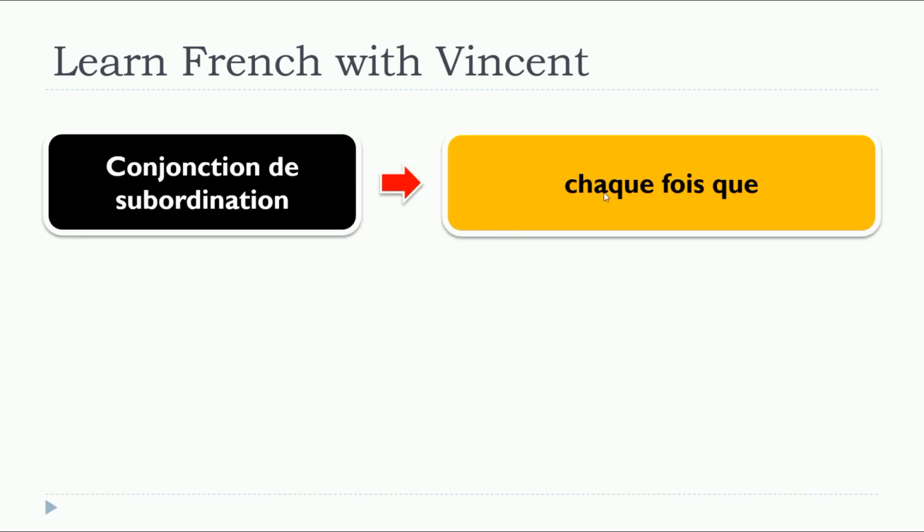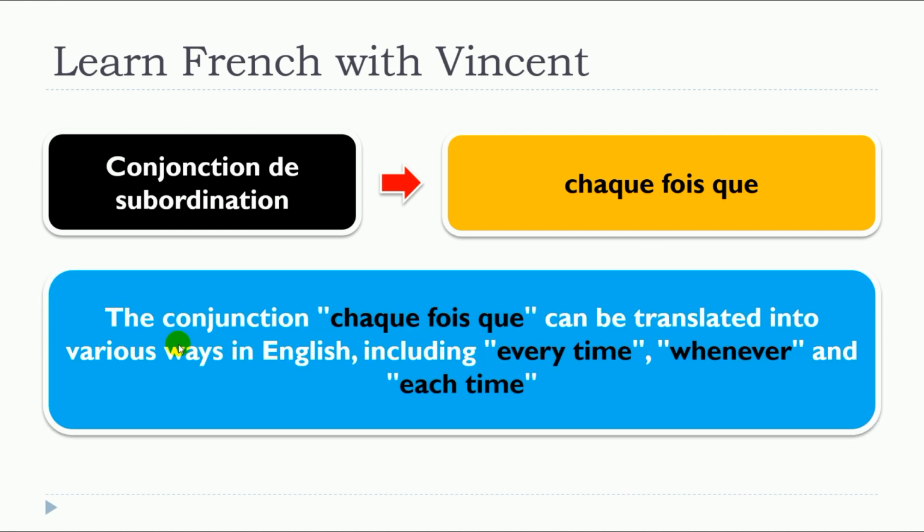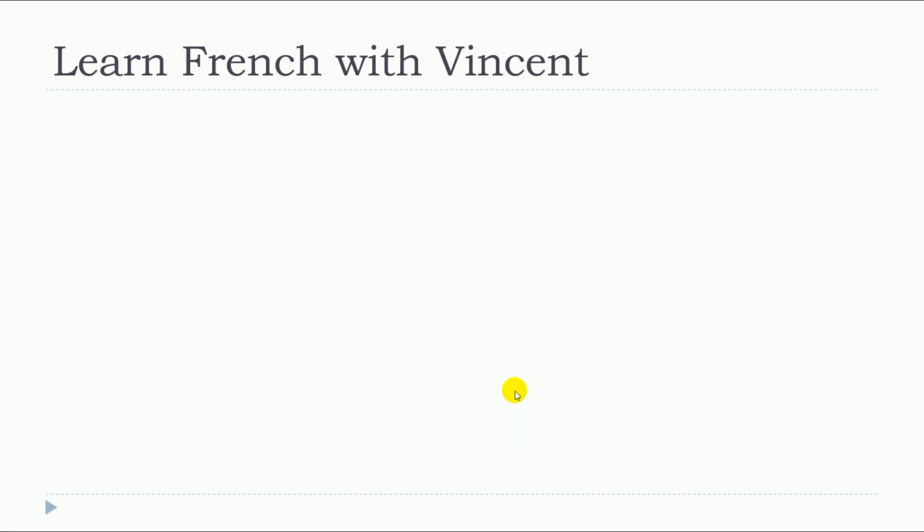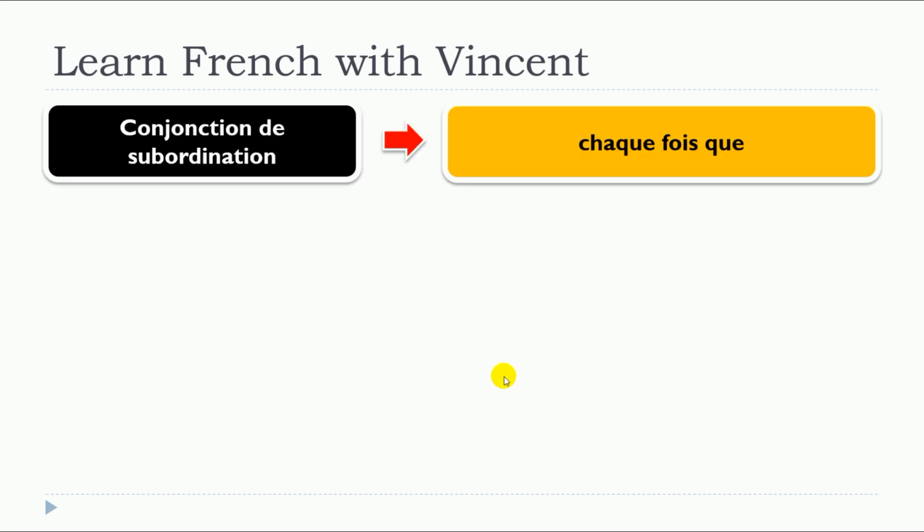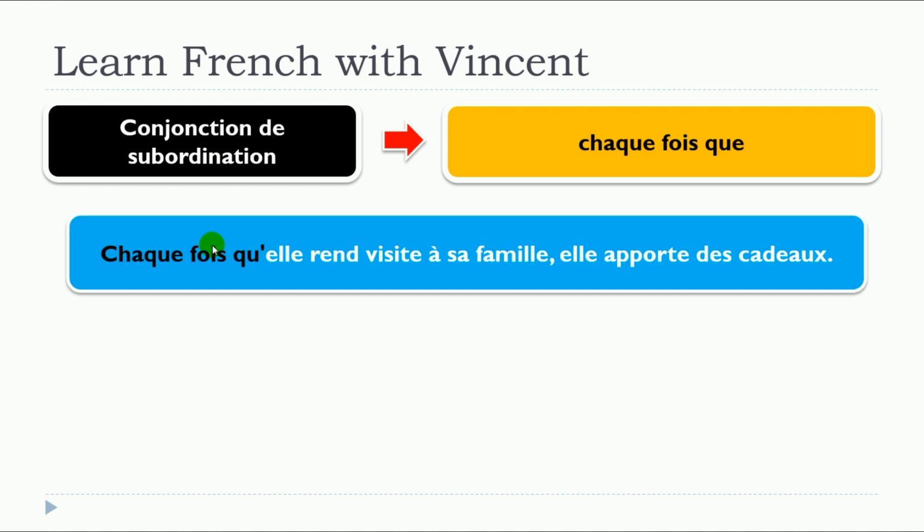So, this lesson is about chaque fois que. And the conjunction chaque fois que can be translated into various ways in English, including every time, whenever, and each time. So we will see some examples with chaque fois que.